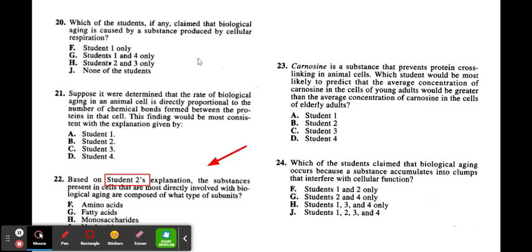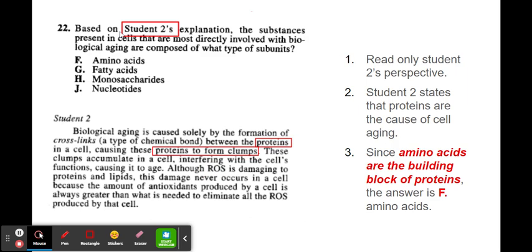All right, so the next thing we do is to go straight to the questions and find the question that has only one perspective. Unfortunately, in this one, it's only one question, but we're going to answer this question first. This is based on student two's explanation. So we're going to go to student two's explanation. We're going to only answer this question. We're only going to read student two.